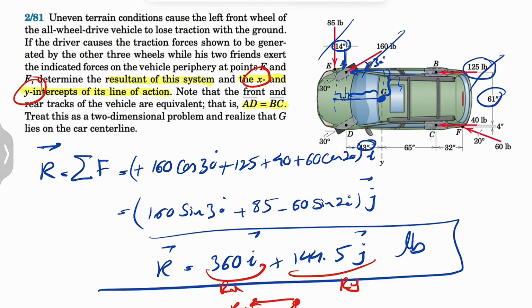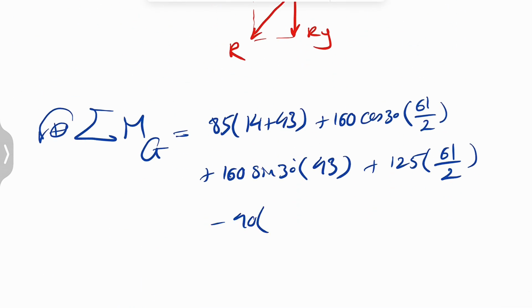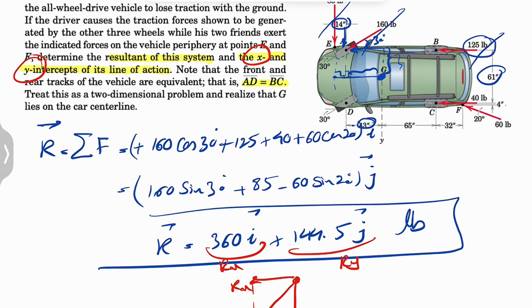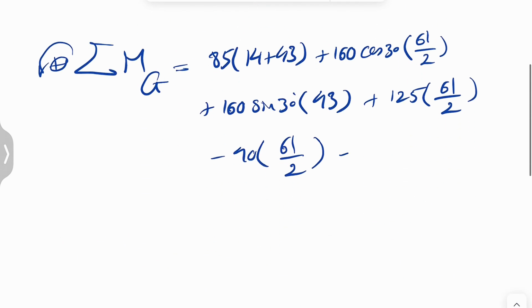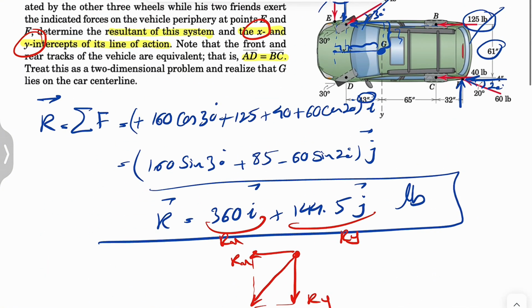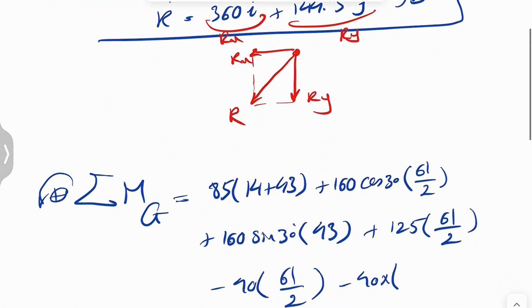This one's out. Let's go with the 40. We can see the moment of 40 about G is clockwise, so negative 40, but same distance, 61 divided by 2. And the last one is the 60 pounds. Again, we have to resolve it in two components. This angle is 20 degrees. The moment of the x is clockwise, so negative 40 times the distance, which is going to be the same because it's the same as the 40 pounds.